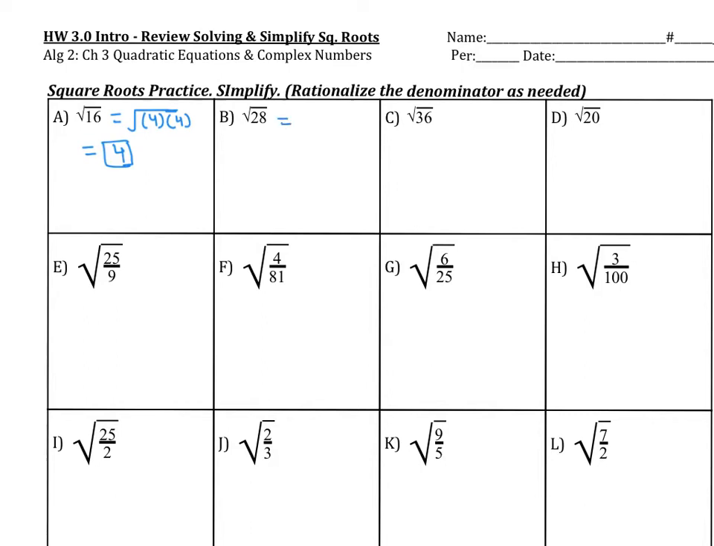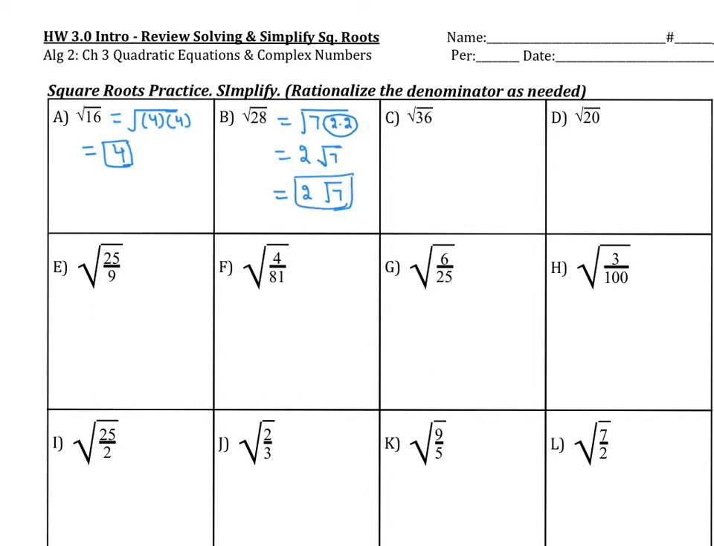Now let's discuss letter B. You're going to break 28 down into prime factors. So that's going to be 7 times 2 times 2. So now in this case, the 2s make a pair. So one number from each pair comes out, and the number that could not make a pair stays inside the square root. So the answer for the square root of 28 would be 2 square root 7.